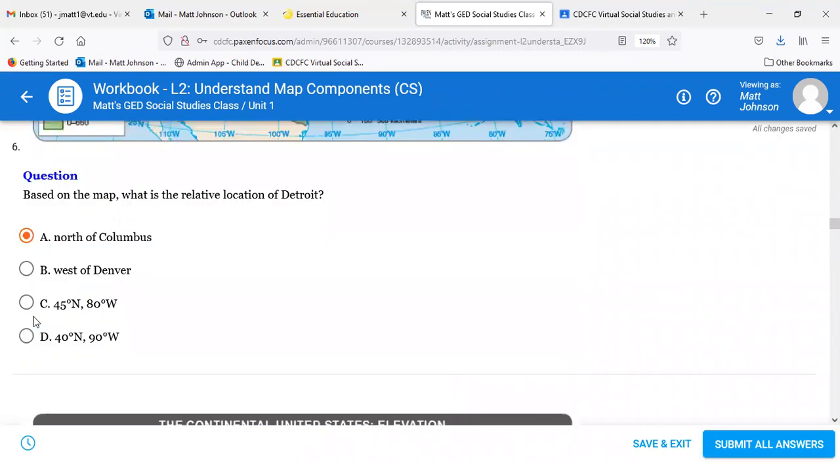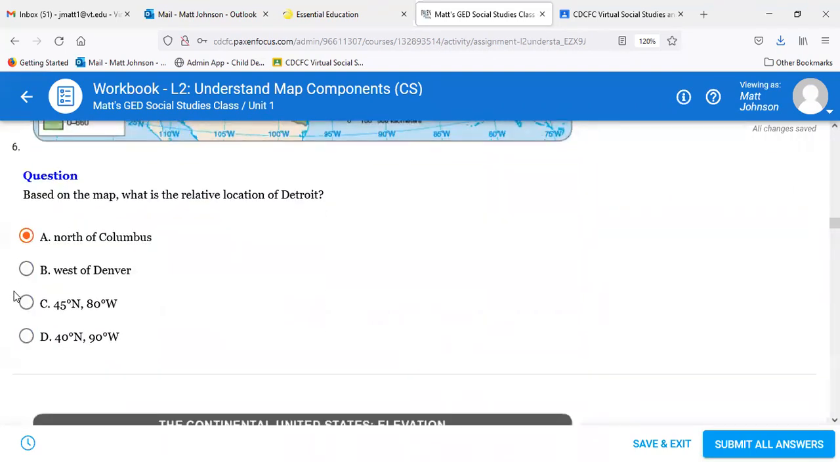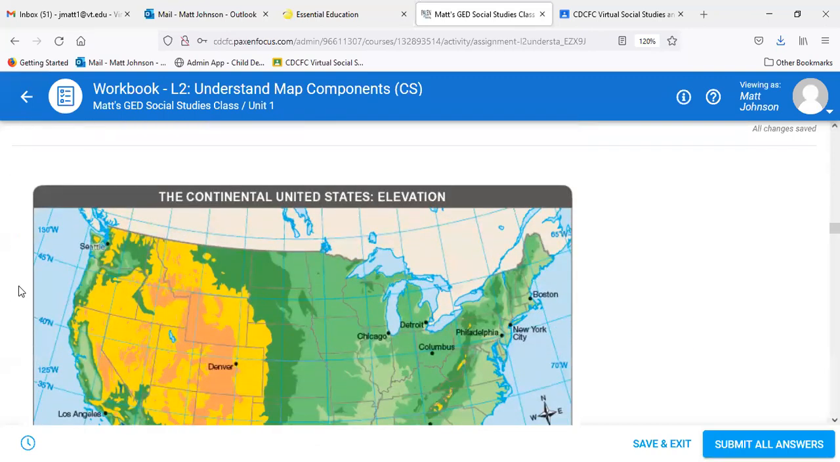Okay, where are we at in this book? Because I'm totally lost. We just finished number 6, which is based on the map: what is the relative location of Detroit? If you need to know what page you're on, when I came into it, it started me on the quiz and I was on the wrong thing too. We're on L2, workbook L2, understanding map components. Yeah. Unit 1.